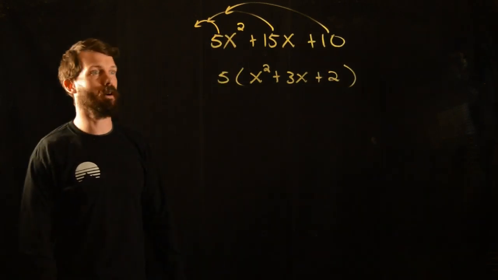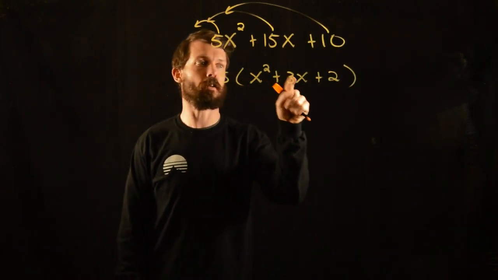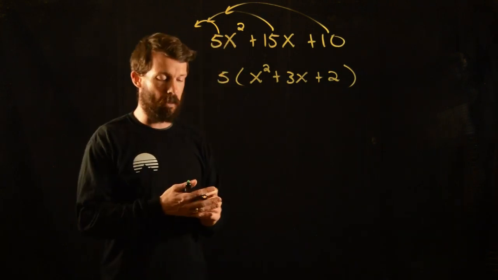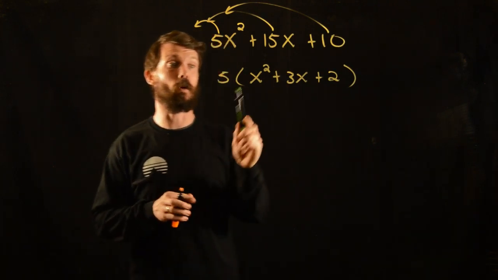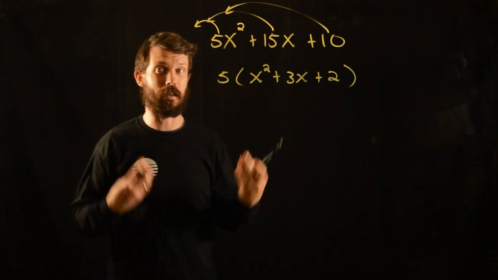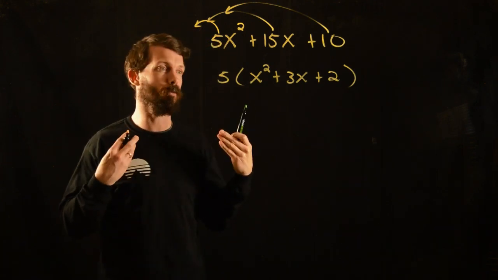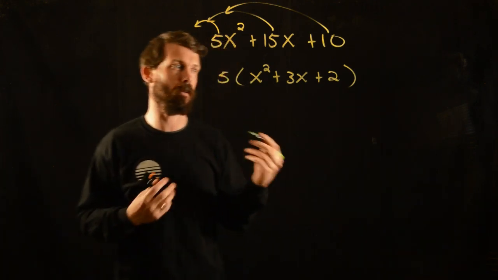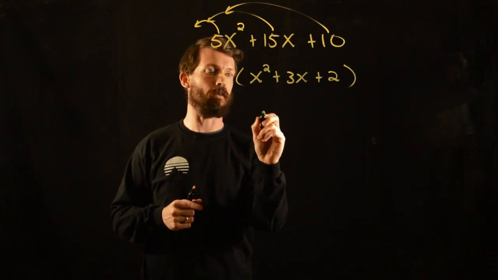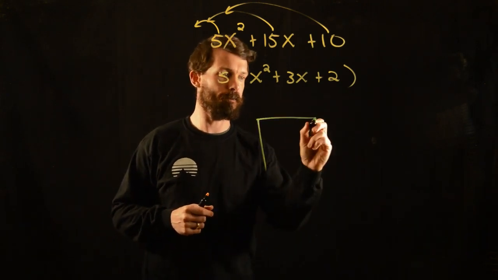All right, so now all we have to do is use the box method to factor that. Eventually I'm going to show you a little bit of a shortcut. When the a value is 1, it's a lot simpler to factor, but for now I'm going to stick with the box method just because that's how I showed it to you previously. All right, so we're going to draw a box.